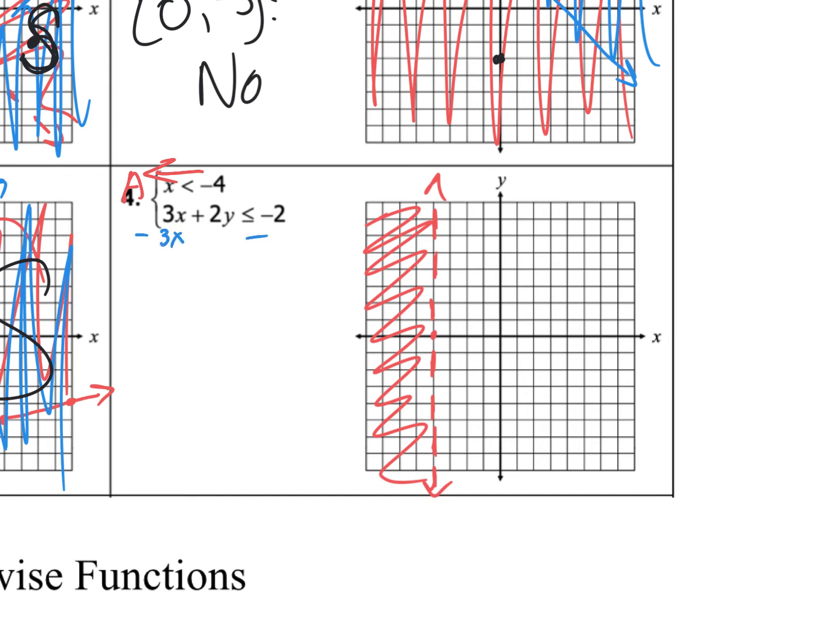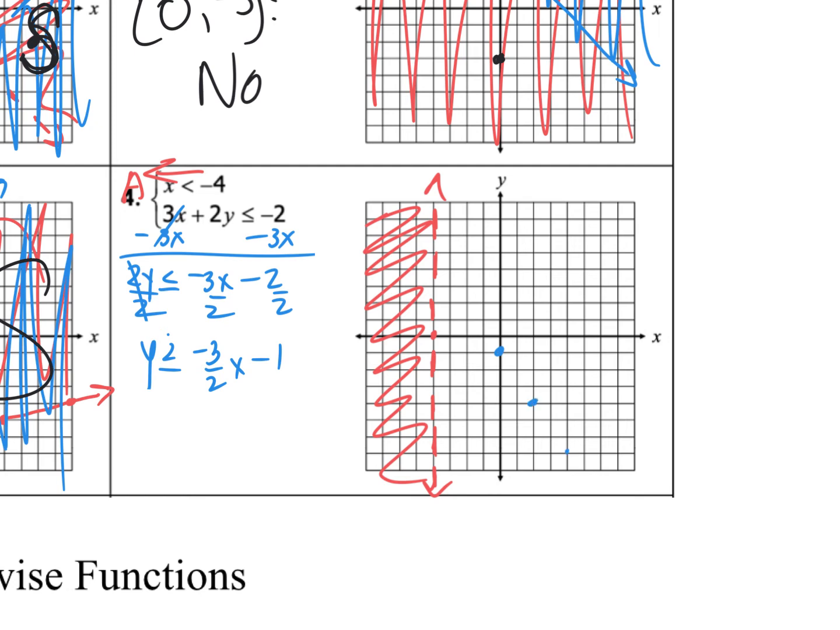All right, now for equation B, let's do some work. Subtract 3x. 2y is less than or equal to -3x minus 2, divide by 2. And since we divided by a positive number, we do not have to flip the sign. Start at -1 and down 3, right 2. Down 3, right 2. Up 3, left 2. Up 3, left 2. This is going to be a solid line.